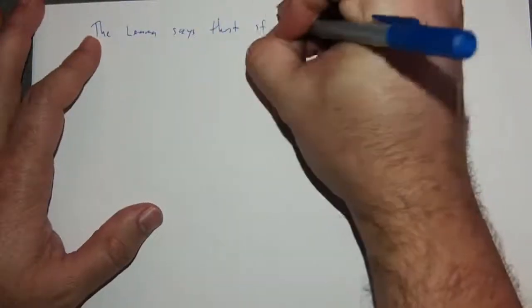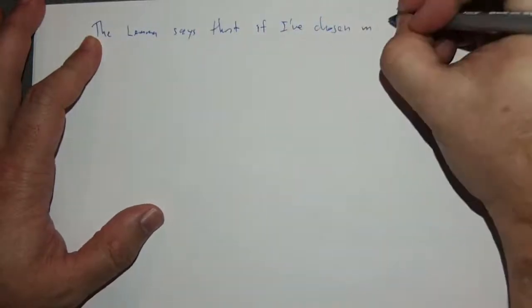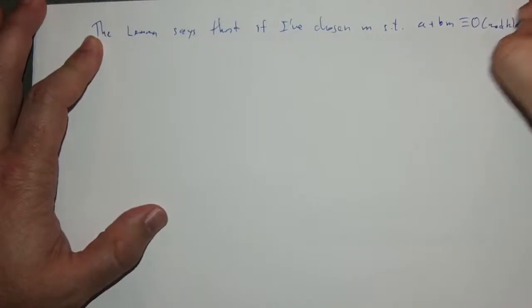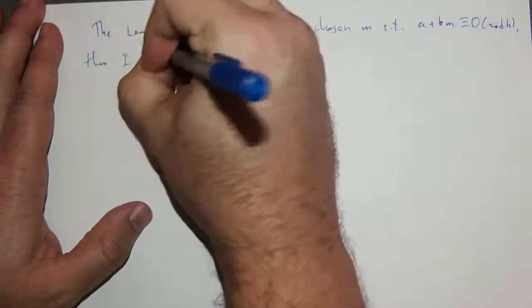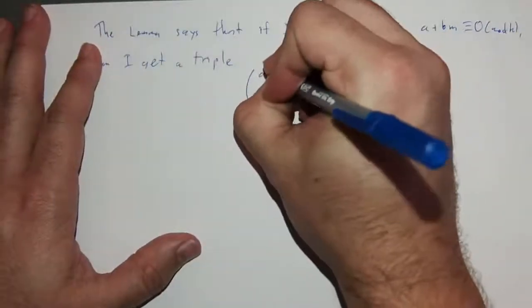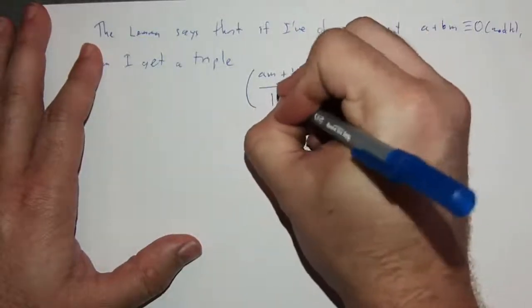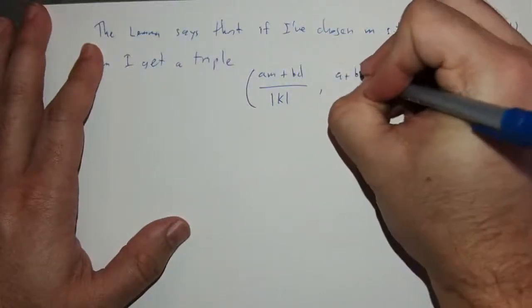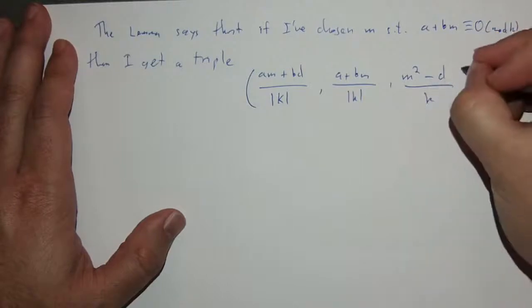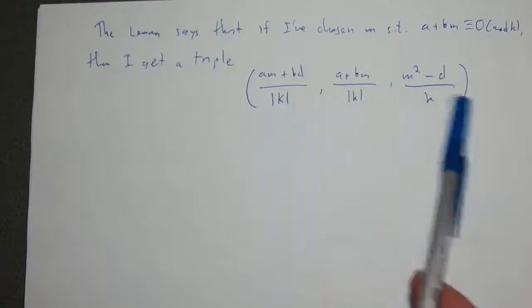So the lemma says that if I've chosen m such that a plus bm is 0 mod k, then I get a triple which is defined by am plus bd over absolute value of k in the first slot, a plus bm over absolute value of k in the second slot, and m squared minus d over k in the third slot. Notice absolute values here, but not one here.